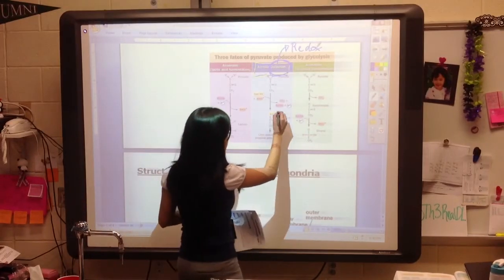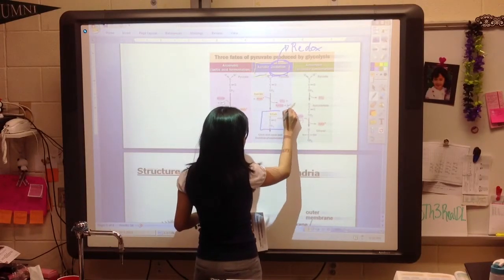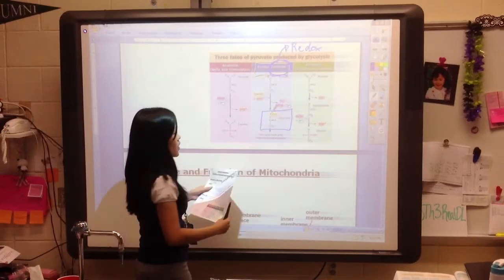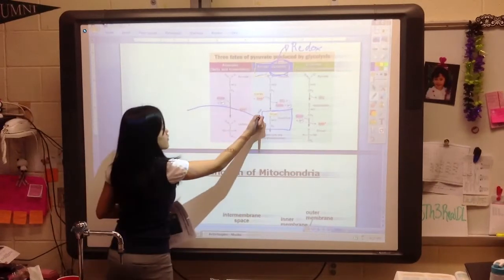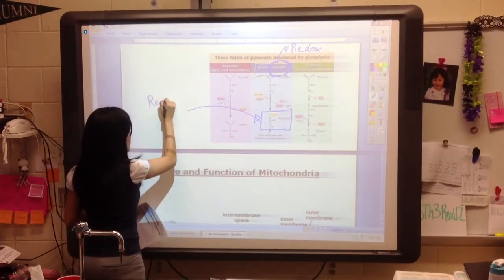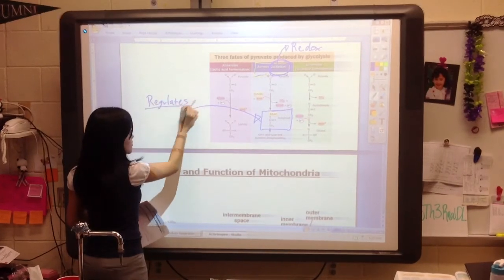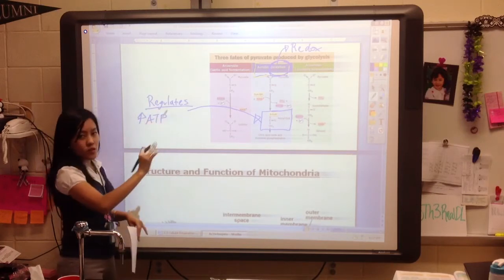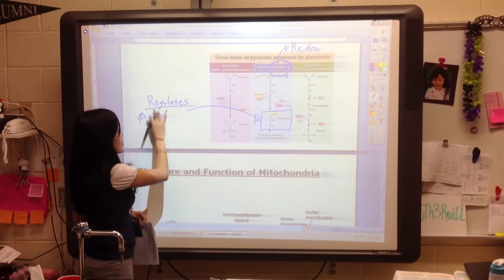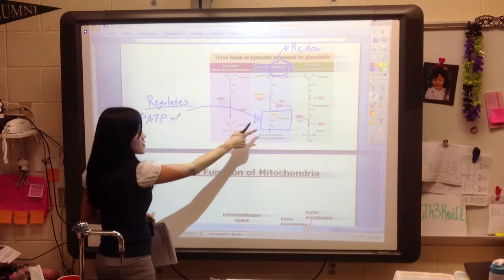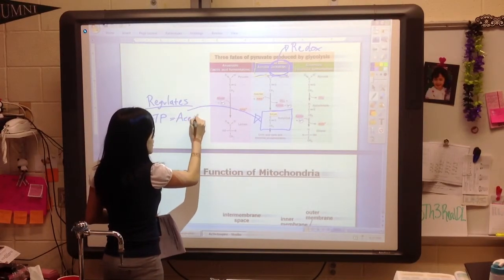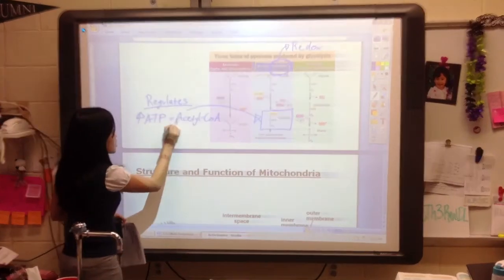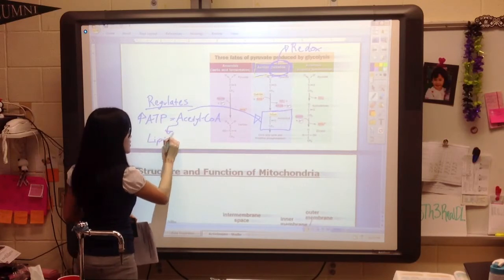The one really important thing here is looking at this acetyl-CoA molecule. And we're going to talk about how this molecule can actually act as a form of regulation. We'll see this molecule later on, but I want to mention this now. When there's a lot of ATP available, this molecule, acetyl-CoA, will actually go through lipid synthesis.